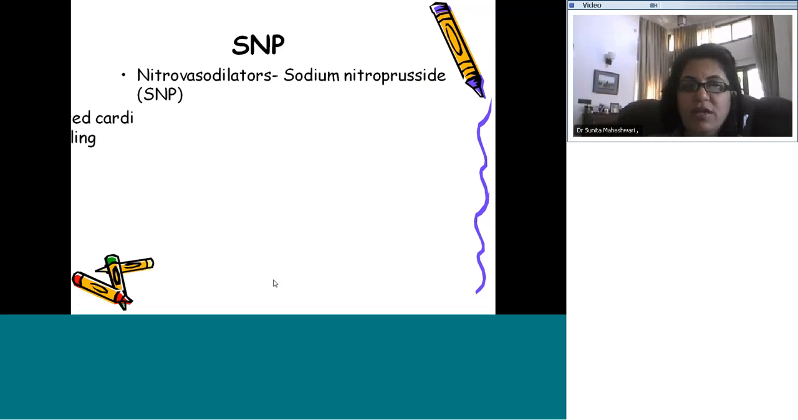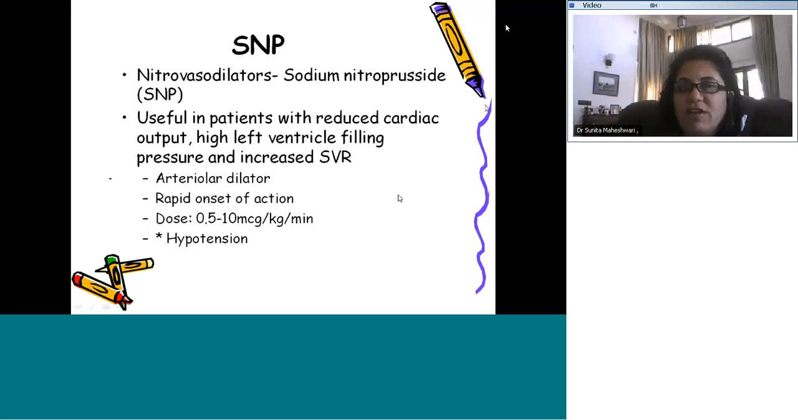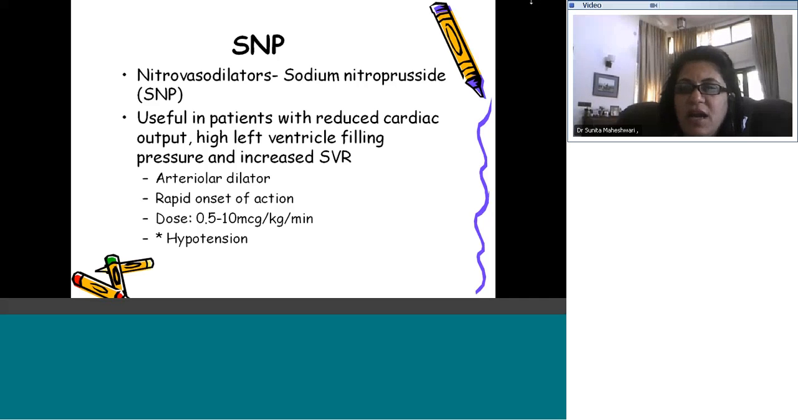It's a nitro vasodilator, right? So it's a nitric oxide mediated vasodilation, acts on the arterial and venous pathway, and therefore it's very good when you have high LV filling, like you have diastolic issues, as well as increased systemic vascular resistance, right? So if you have high SVR with high LV filling pressures, it's a good drug. It has a rapid onset of action and it does cause hypotension. So again, the advantage is if it causes hypotension, you can quickly switch it off.